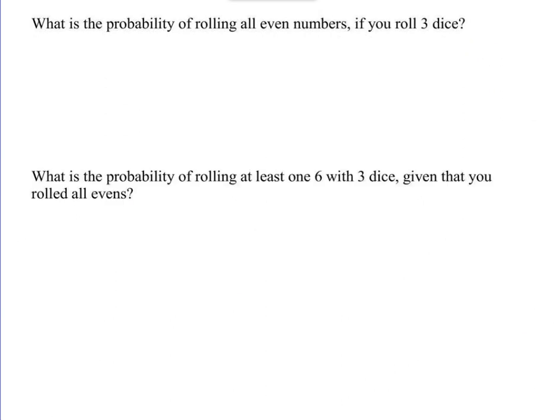All right, what is the probability of rolling all even numbers if you roll 3 dice? Well, what's the denominator going to be here? 216. We're rolling 3 dice. Okay. Now, I want to roll all even numbers. So I got to figure out how that can happen. How should I start, probably? Yeah, start making your tree. 1, 2, 3, 4, 5, 6.